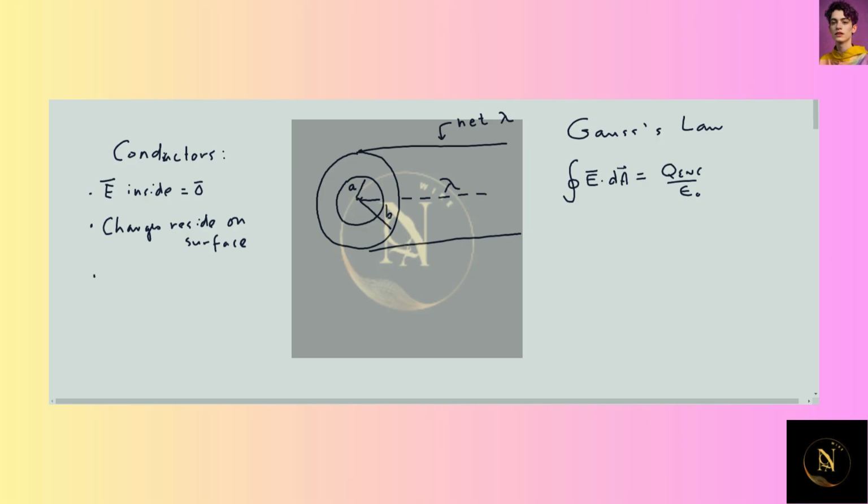And one of the things we'll see is that this results in a discontinuity in the electric field perpendicular to a surface, whether that's the outer or the inner surface.